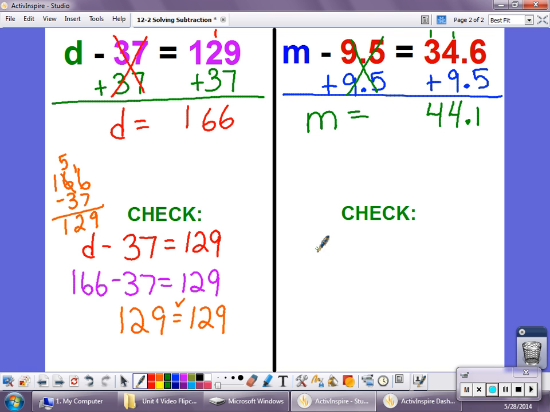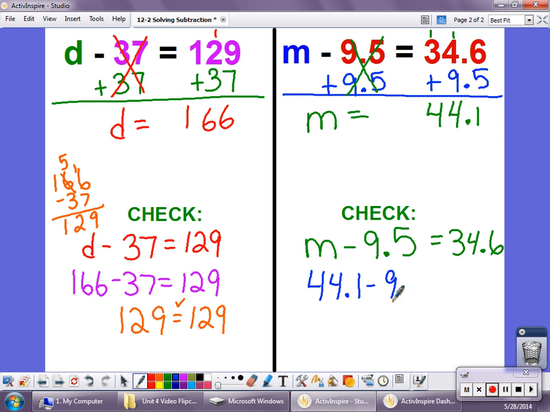So let's check our work on this one last problem. We go back to our original. m minus 9.5 equals 34.6. We're going to plug in our value for m, which was 44.1, minus 9.5 equals 34.6.